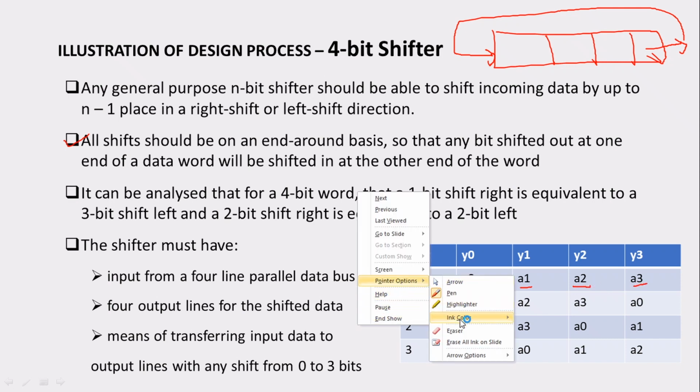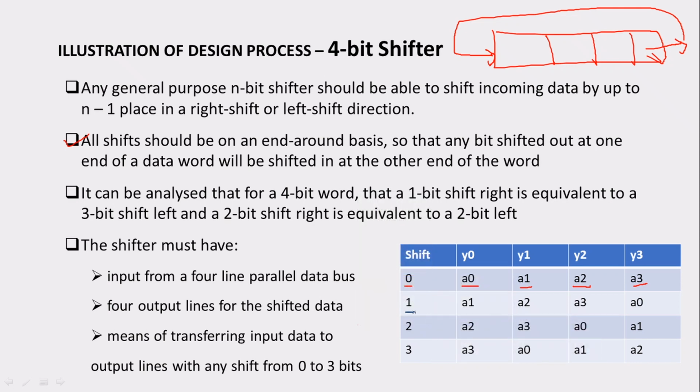Now if it is shift 1, here it has been shifted left. The final output is loaded with the first value, and everything has been shifted left. In a similar way, 2 bits have been shifted left and then 3 bits have been shifted left over here.